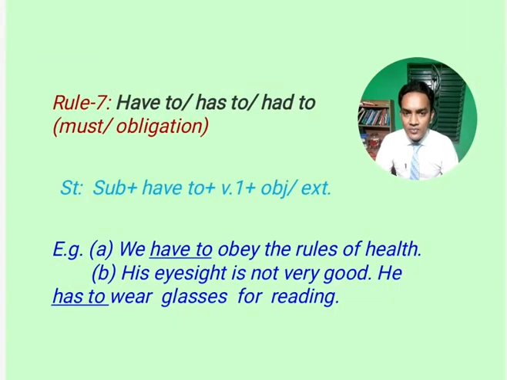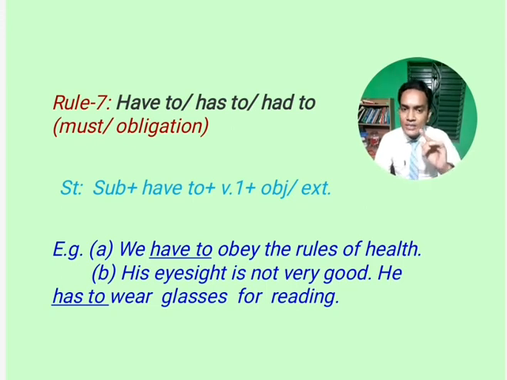Number seven, has to. Really, have to and has to you can use in present tense, and had to just for past tense, right? And by this phrase, you can understand the obligation, right? Subject plus have to plus verb 1 plus object. The examples are also known by the students.